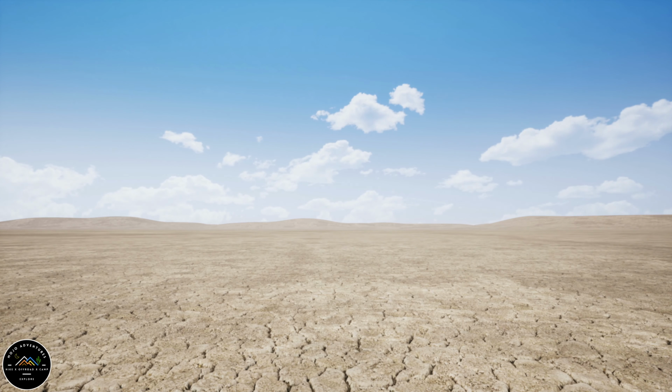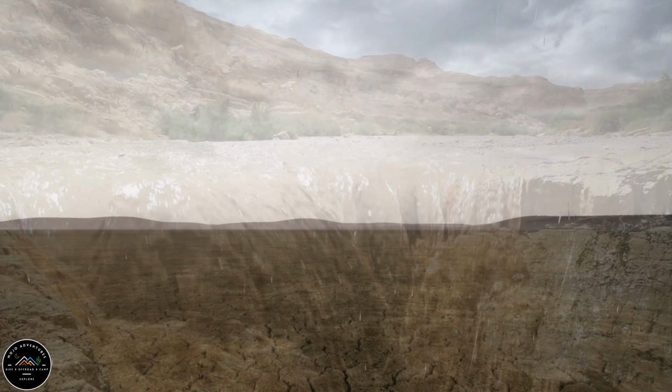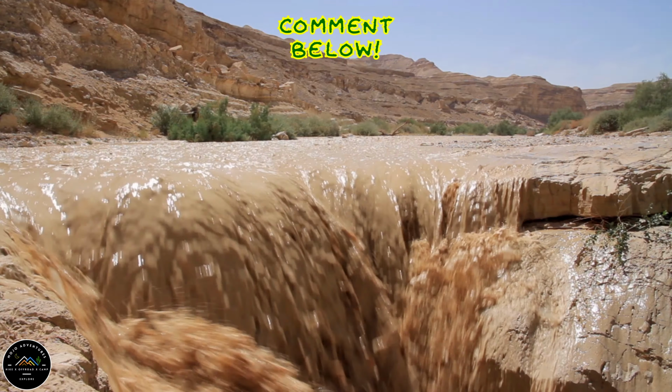Do you think cloud seeding is an effective way to solve our water issues? Or do you think it will lead to more problems than it solves?